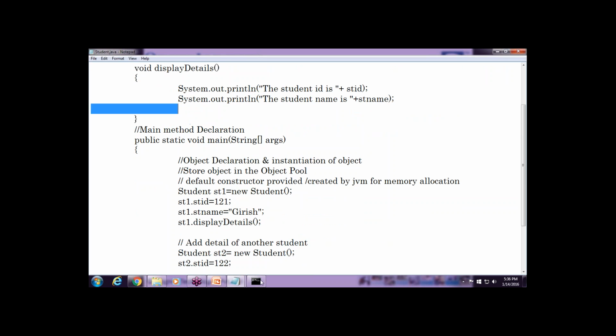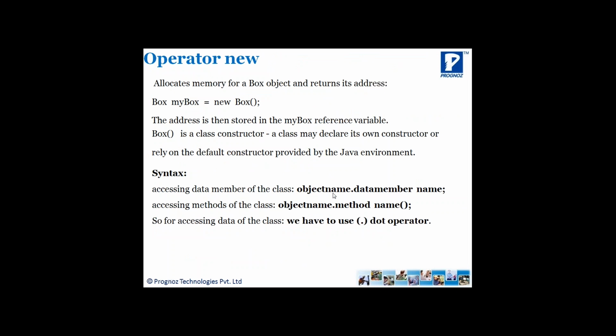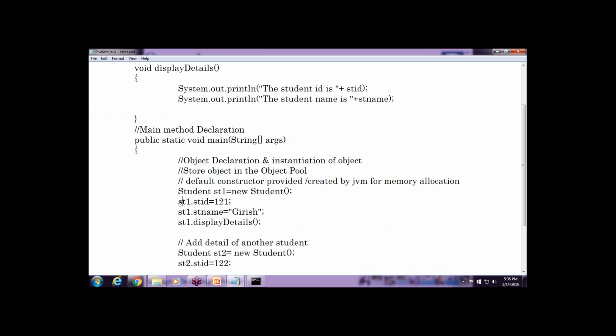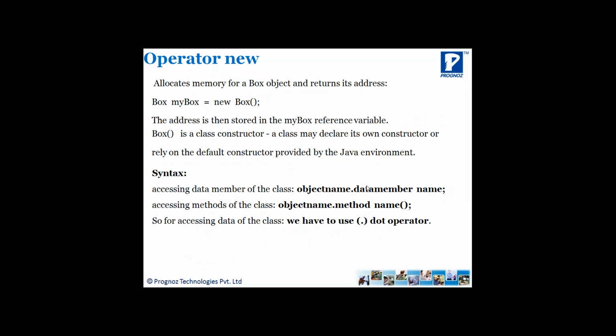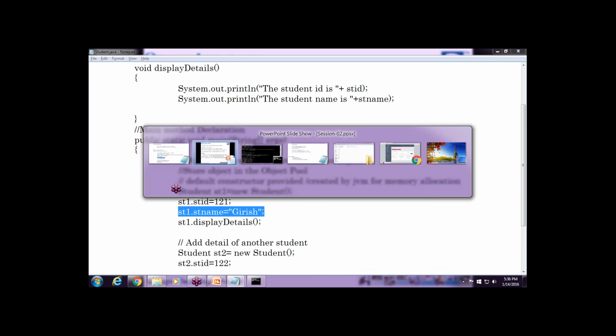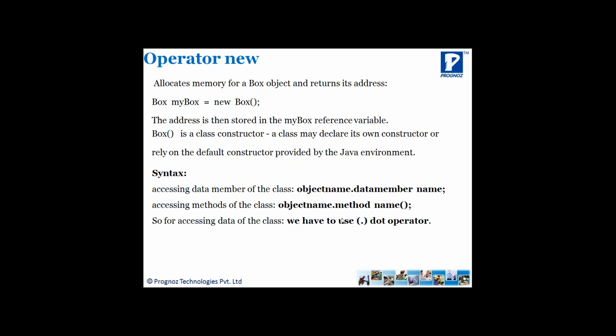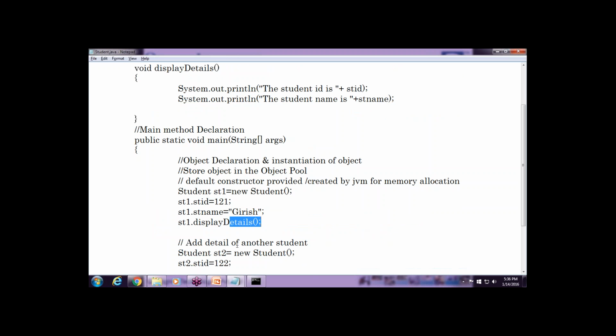Now let us move to how to access a member with the name of the object, like st1, which is the object name, dot data member name. Who are the data members? My student id and student name are data members, and of course my method is also a member. Using this dot operator we are accessing members of a class.